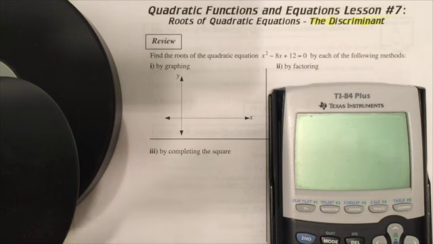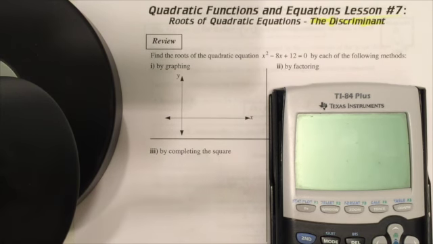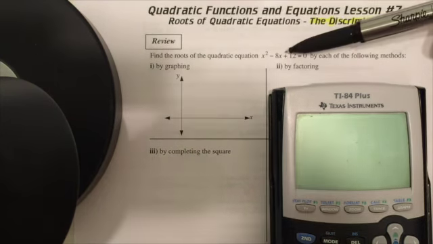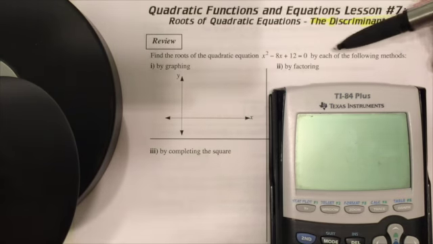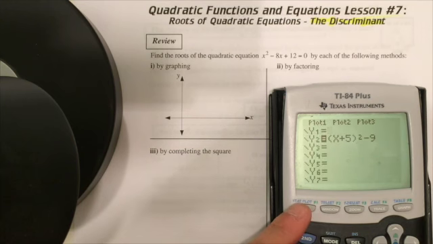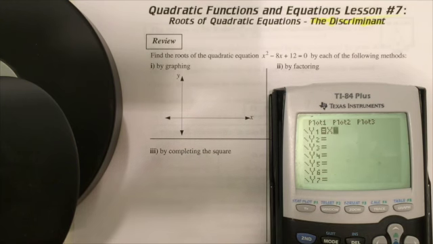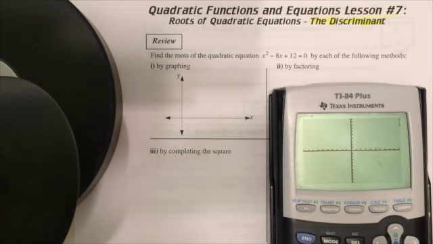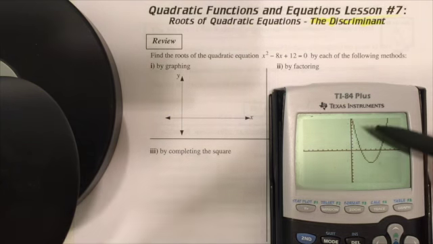All right, now let's examine what we need to do here. Find the roots of the quadratic equation x squared minus 8x plus 12 equals 0 by each of the following methods. First of all, by graphing. We need to graph this equation, x squared minus 8x plus 12, and we're going to get something that looks like that.